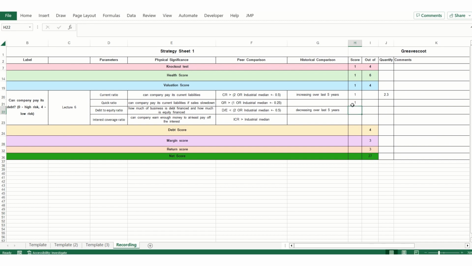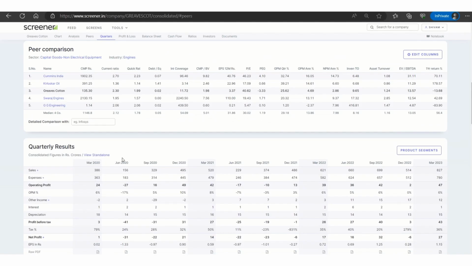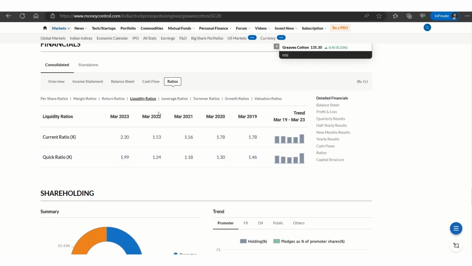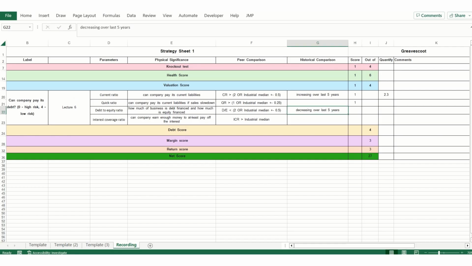The third is your debt to equity ratio. So your debt to equity ratio should ideally be less than 2 or less than your industrial median plus minus 0.5. And the second criteria is that your debt to equity ratio should be decreasing over the last 5 years. So let's look at the first criteria. Your debt to equity ratio is pretty low. And later you will find out that this company is almost debt free. I think this is one of the great advantages this company has. So if I go for the last 5 years, and go here to my leverage ratios, you can see my debt to equity ratio is almost 0. So it's almost reduced. Okay, so let's just put this as 1.